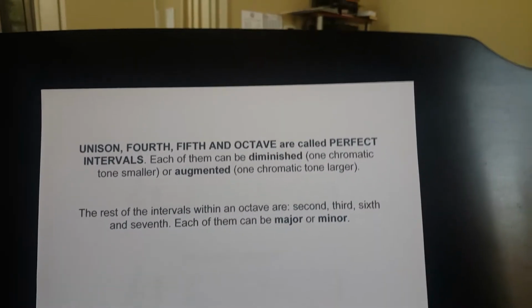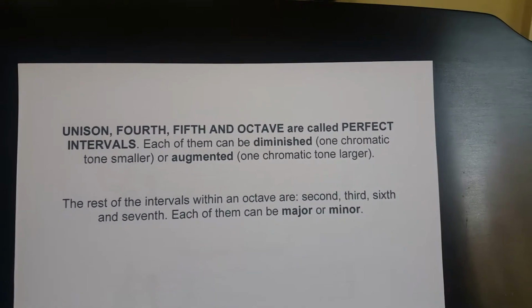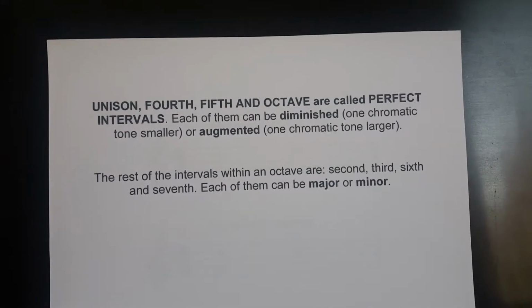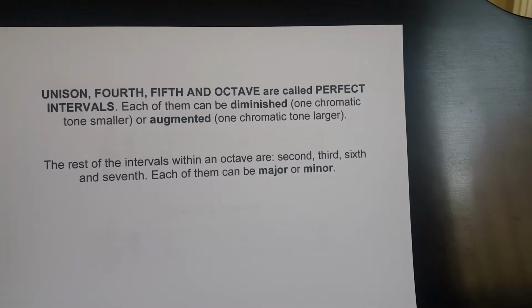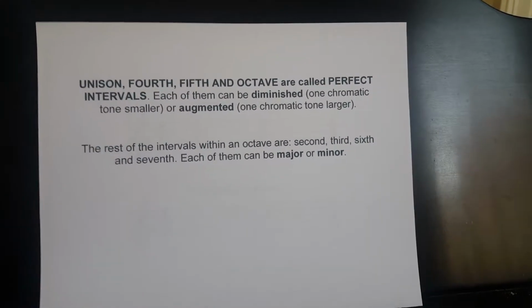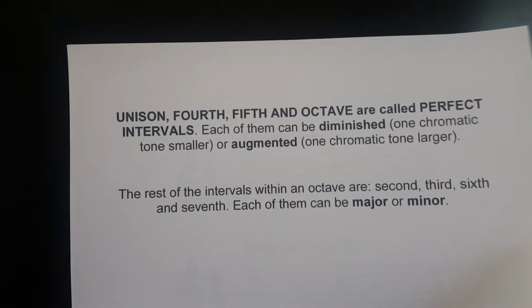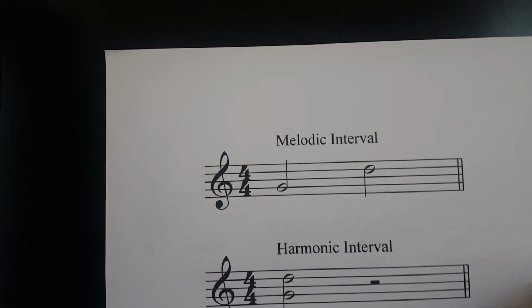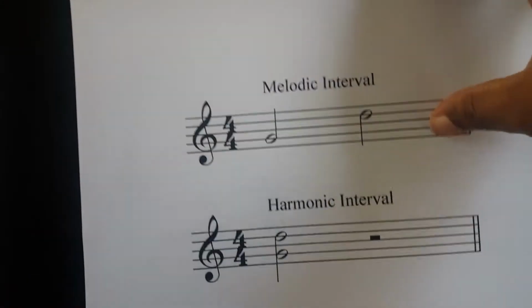Unisons, fourths, fifths, and octaves are called perfect. Each of these can be diminished by one chromatic tone smaller or augmented by one chromatic tone larger. We'll get to that in a minute. The other ones are merely major or minor. So we're going to learn first of all the intervals that are perfect. The reason why they're called perfect is because altering them does not make them major or minor. Altering them makes them either augmented or diminished. So let me separate this paper here.